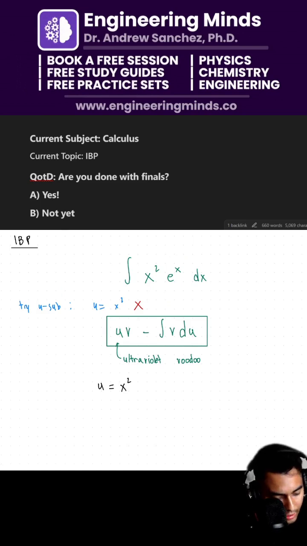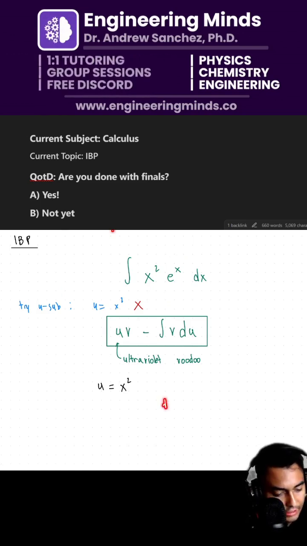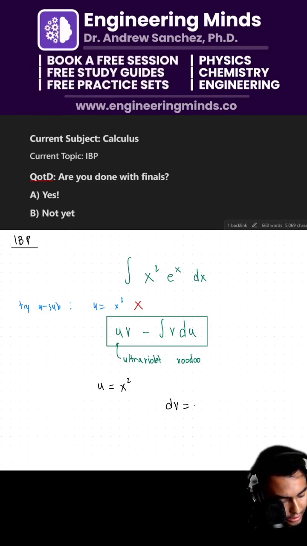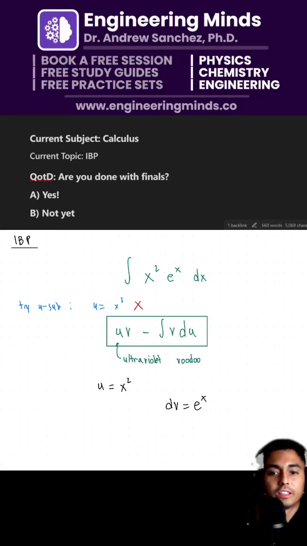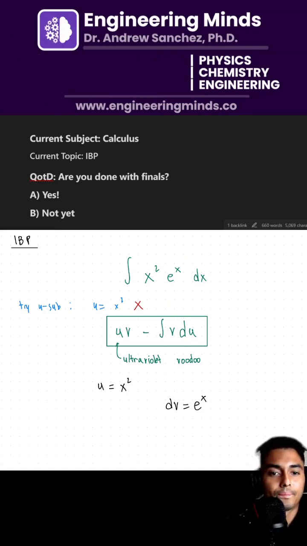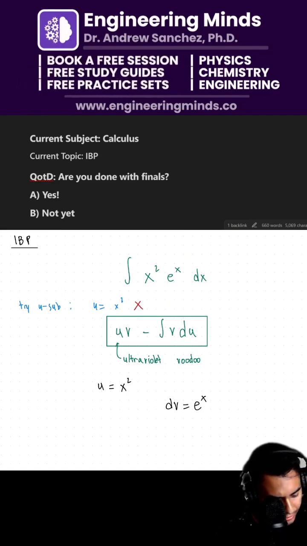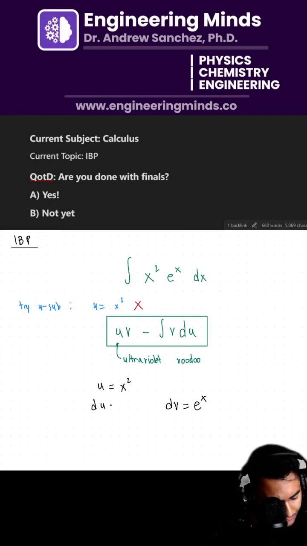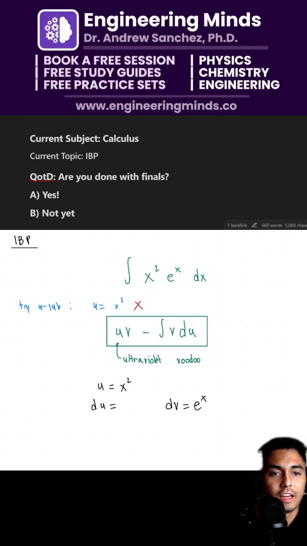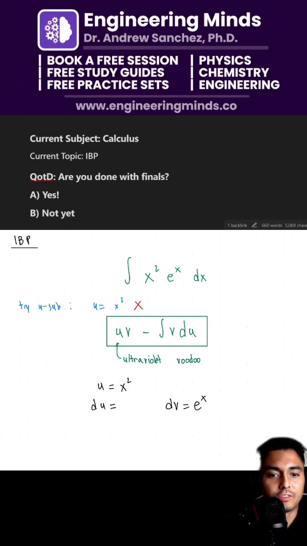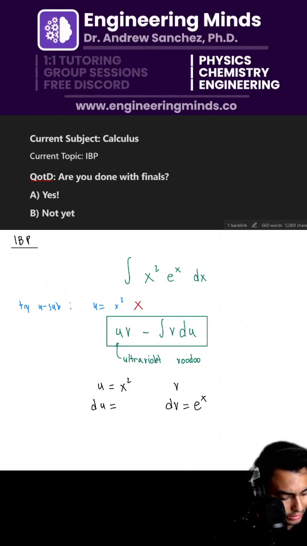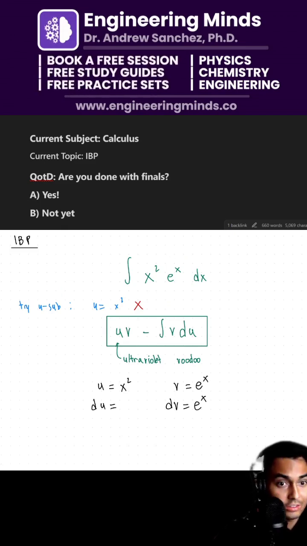Then we will select our dv term to be the other function, which is e to the x, because e to the x is easily integratable. All right, so then we have to differentiate u with respect to x. Chat, go ahead and let me know what's the derivative of u with respect to x, and what is the integral of dv with respect to x. All right, someone already answered that one, e to the x.